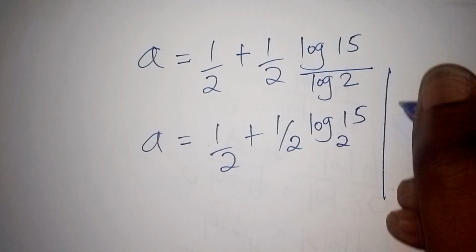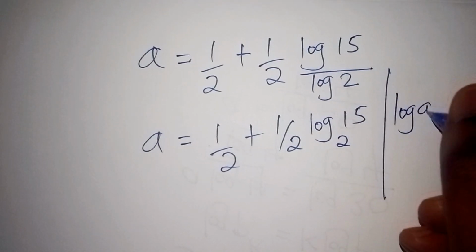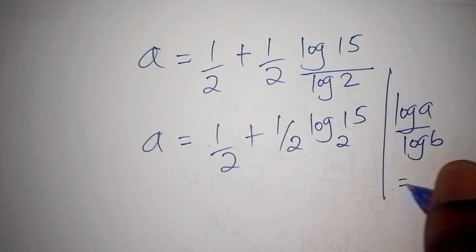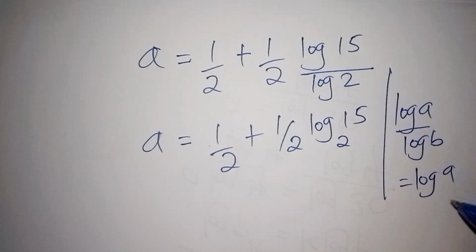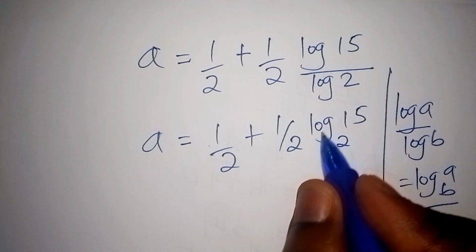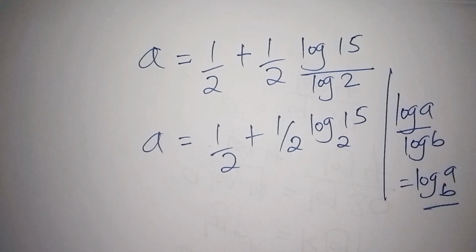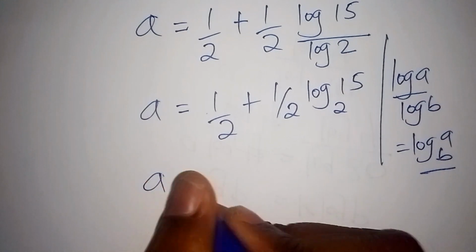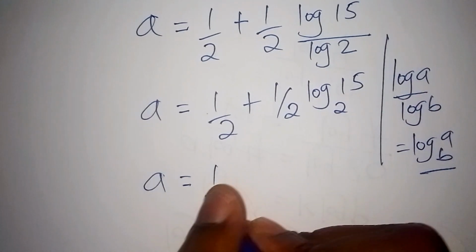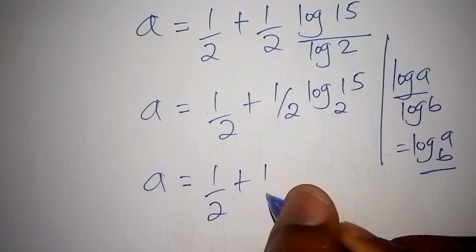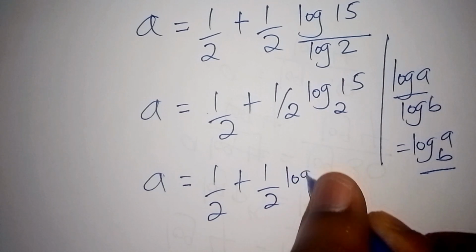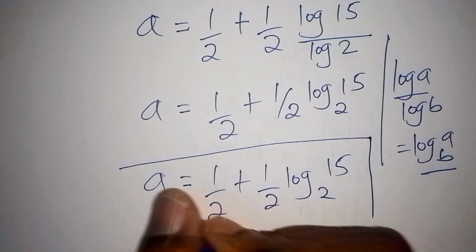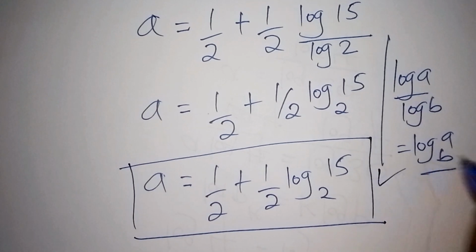Suppose we have the log of A all over the log of B. This can also be written as the log of A to the base of B. So it's the same thing that we've written here. When we simplify it, we shall now have A is equals to a half plus a half the log of 15 to the base of 2. So this now is the correct answer for the value of A.